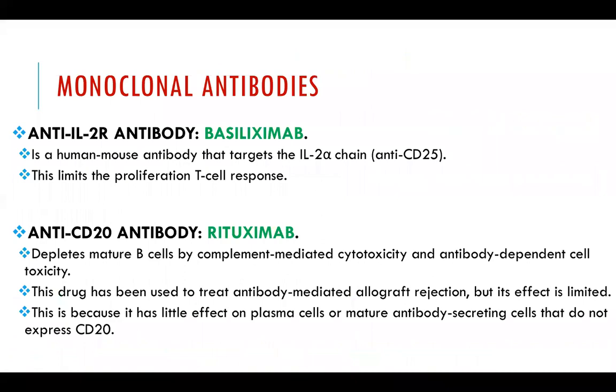Monoclonal antibodies. Anti-interleukin-2R antibody, basiliximab, is a human-mouse antibody that targets interleukin 2 alpha chain, anti-CD25. This limits the proliferation of T cell response.